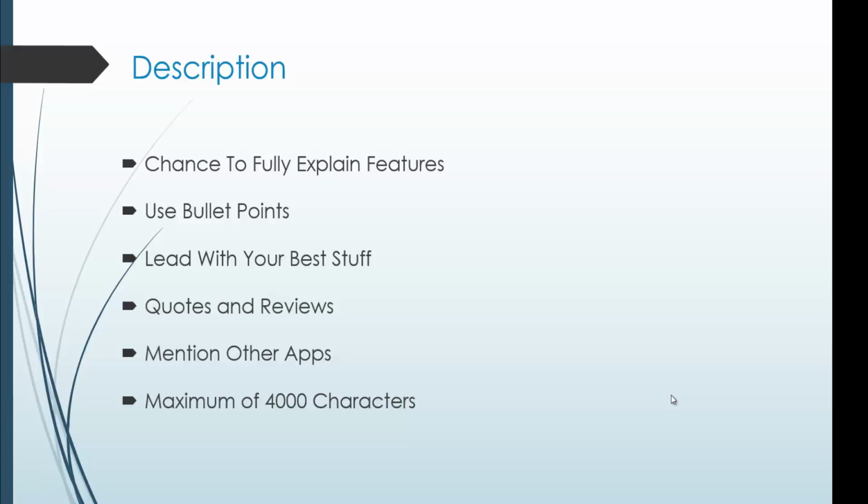Now, quotes and reviews. If you have good reviews, then you definitely want to post those, or even just quotes. That will help other users trust your product. And then you also want to mention any other apps or products that you developed, maybe a link to those app pages. And you're allowed a maximum of 4,000 characters on both Apple App Store and Google Play. So you don't want to make it too long, but you want to make it long enough to convey what your app is really about.